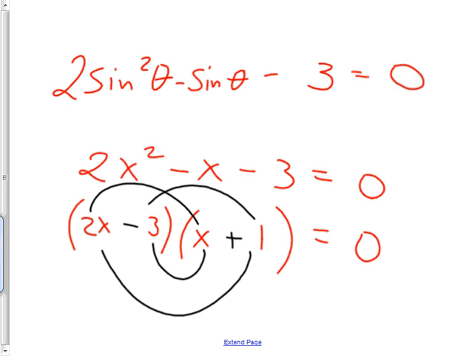Now, who's confident that that one's right? Okay, I think it is, too. All right. So, are we done? No, we got to finish solving this puppy.